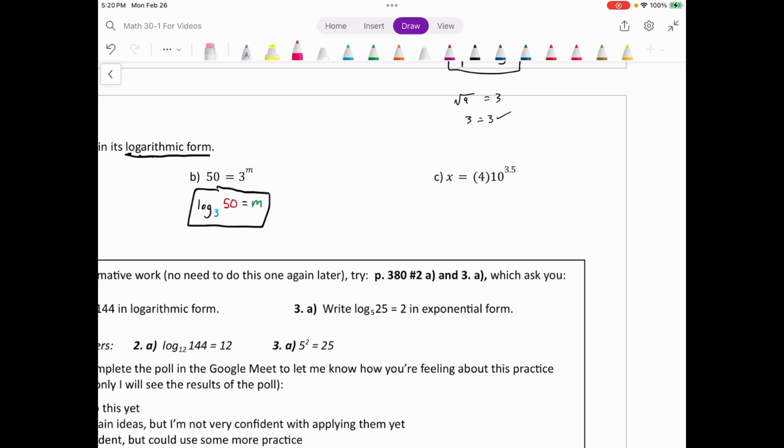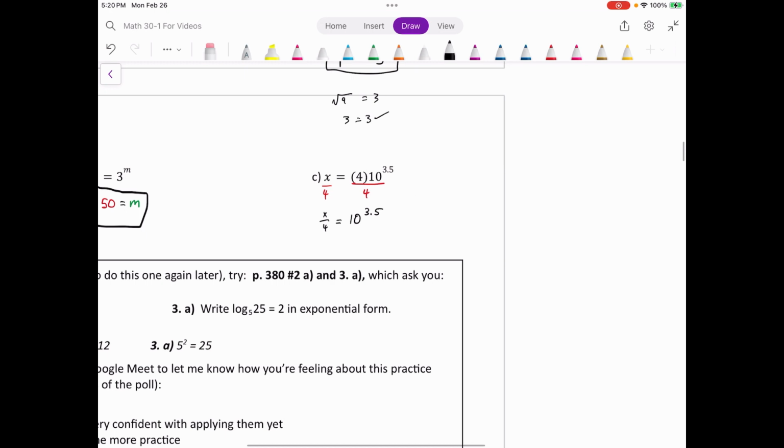Well, if we divide both sides by 4, let's see if now things are a little bit better. We've got x over 4 equals 10 to the power of 3.5. And now can we say that sentence without ignoring anything? 10 to the power of 3.5 equals x over 4. Hey, that sounds like we're ready to write a logarithmic form of this exponential, right?